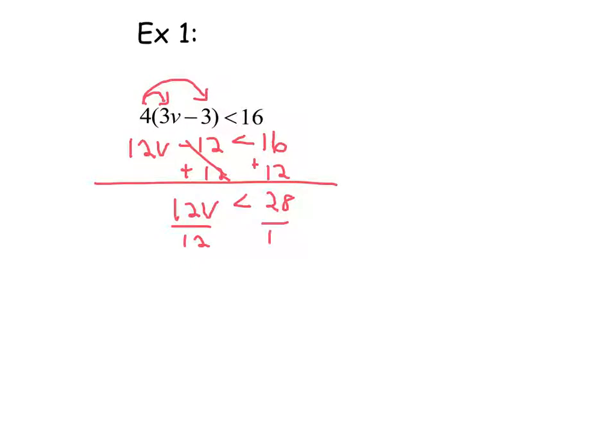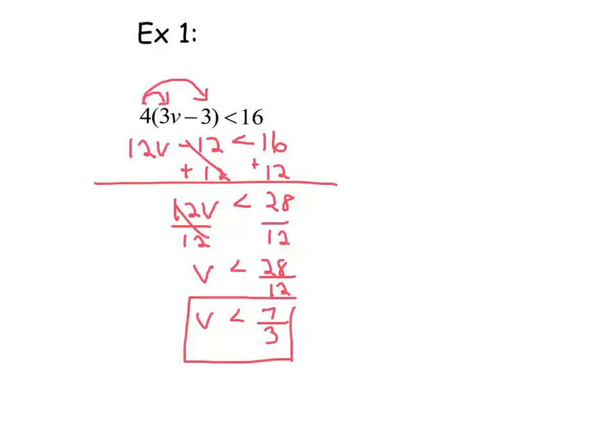And then I have to divide both sides by 12. So there's nothing special about this one. You've done this before, so your answer is 28 over 12. You can change that into a decimal. I prefer that you at the very least reduce it so that you have a reduced fraction. So we can divide both of these by 4. 28 divided by 4 is 7. 12 divided by 4 is 3. So my answer is v is less than 7/3.